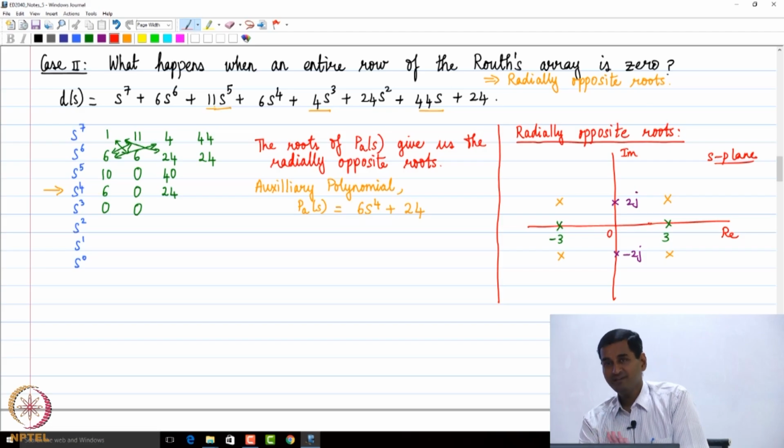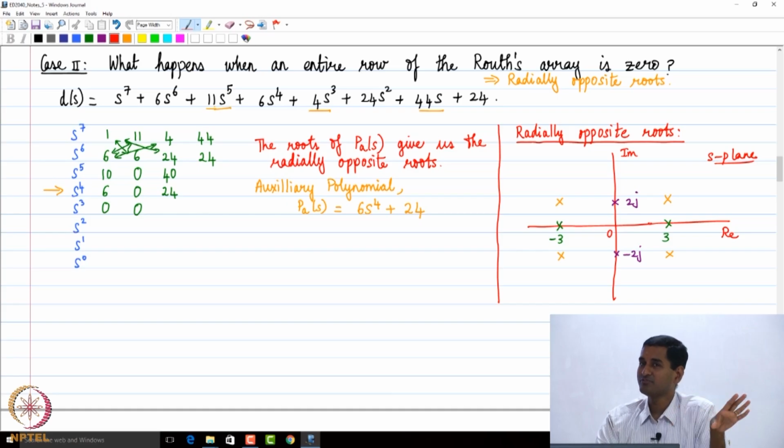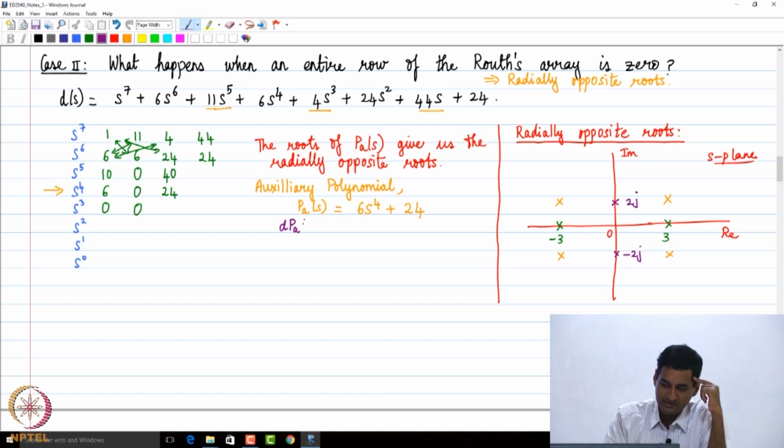Anyway, we'll come there. As I told you, we are first interested in location. Then we'll double check. So that's the general result. If you have the entire row of the Routh array to be 0, what you do is that you look at the previous row, extract the coefficients from that, and then form the auxiliary polynomial. Then you take the derivative of the auxiliary polynomial with respect to s. So we do dPa/ds. That's going to give me 24 s cube plus 0.